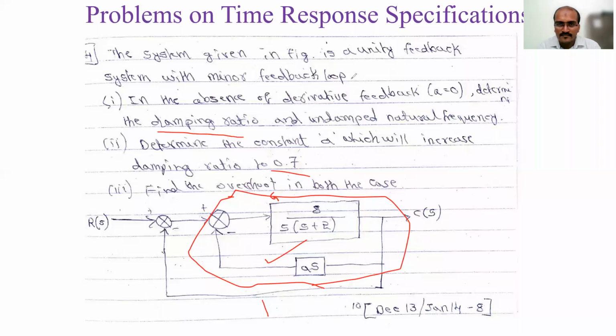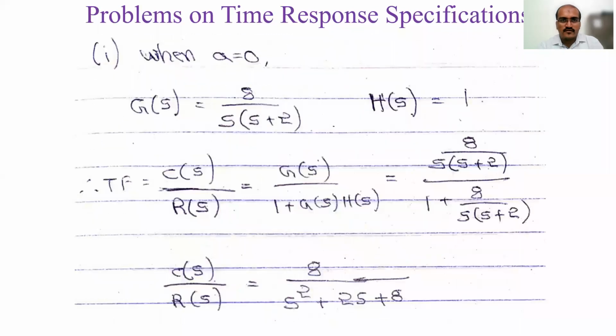So you have to apply the concept clearly. Okay. So you have to practice, only then you will understand such problems. Okay, first consider A equal to 0. As I told you in the diagram, A equal to 0, then what will be the G of S? 8 divided by S into S plus 2. And H of S is 1, because the middle A into S factor will be removed.